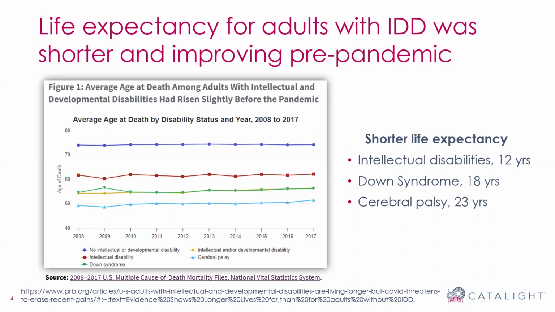On the right side of the slide, we see some data on how much shorter those with IDD live. Those with intellectual disabilities have an approximately 12-year shorter life expectancy. Those with Down syndrome specifically, 18 years shorter. And those with cerebral palsy, 23 years shorter. These are substantial numbers and really a call to action, that we have disparities in outcomes in those with IDD.